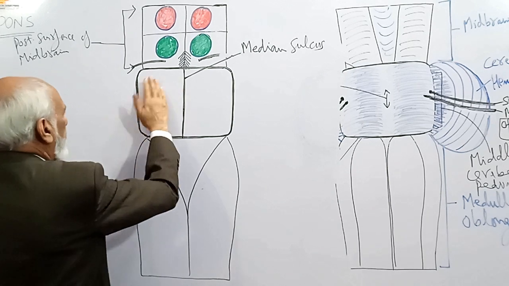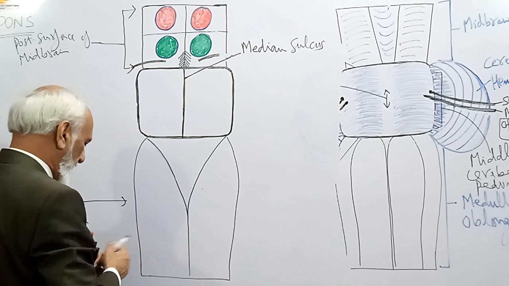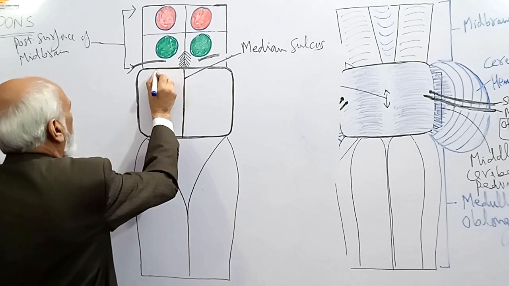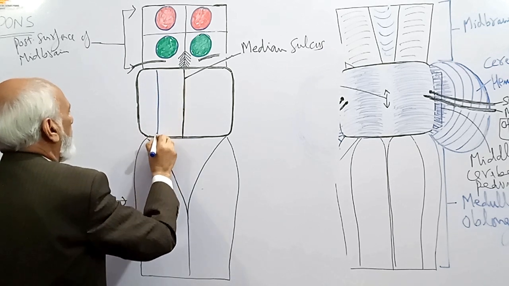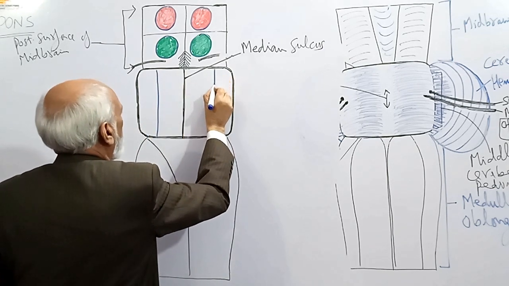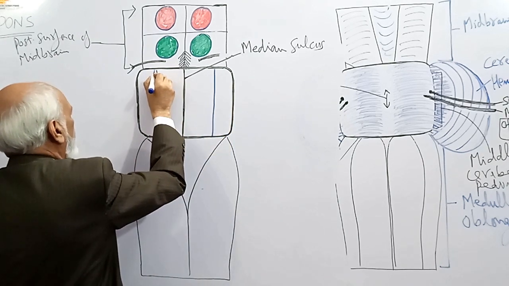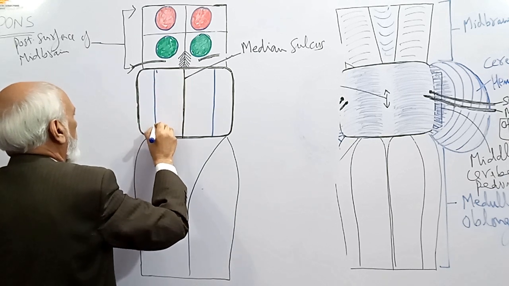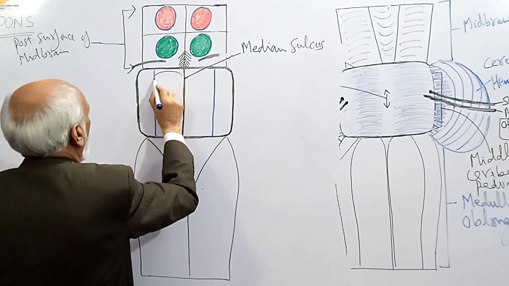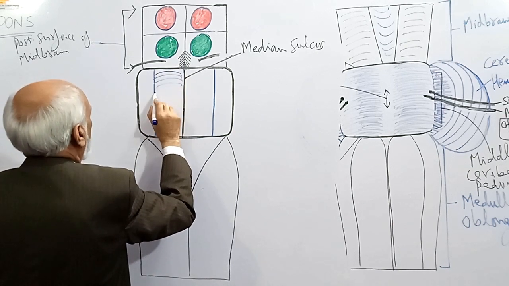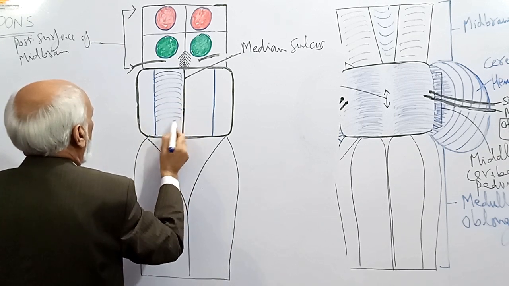Now, on each side of the median sulcus, there is an elevation, an elongated ridge on each side on the posterior surface of the pons. Vertical ridge, one on the right side and one on the left side.